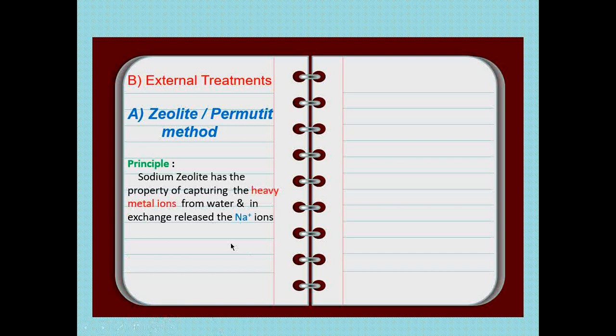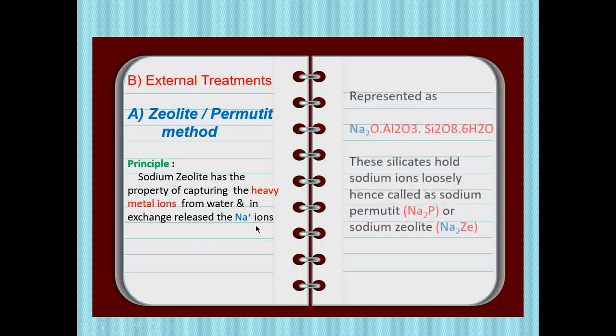What is the principle? Sodium zeolite has the property of capturing the heavy metal ions from the water and in exchange releasing the sodium ions. This is the principle of the zeolite method. Zeolite contains sodium ions, sodium zeolite. What is its role? It has a property to capture the heavy metal ions, meaning in the case of calcium carbonate, calcium is a heavy metal ion. In the form of MgSO4, Mg2+ is the heavy metal ion. It is replaced with the sodium ion.